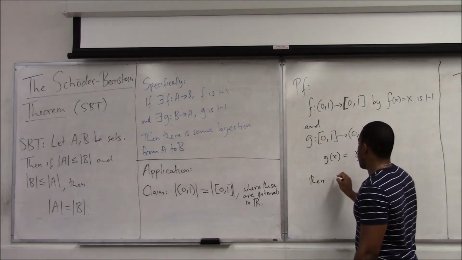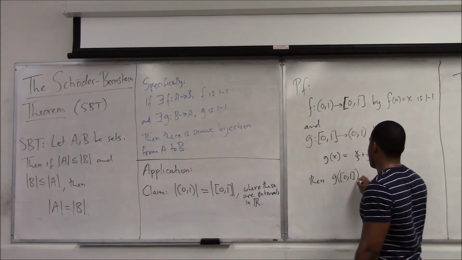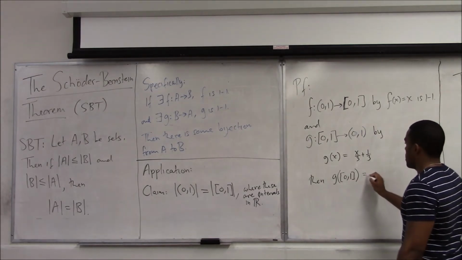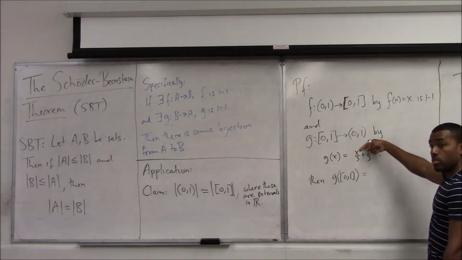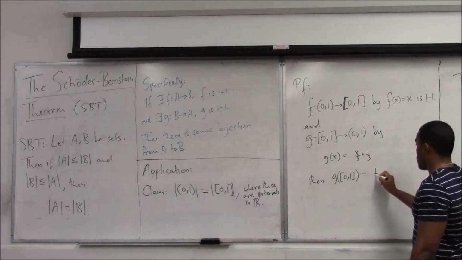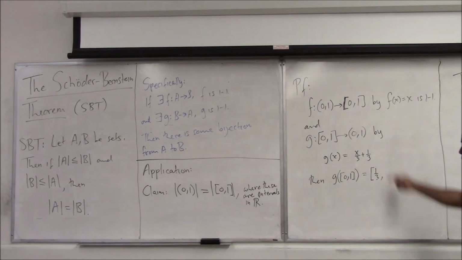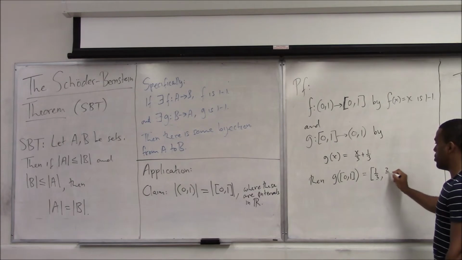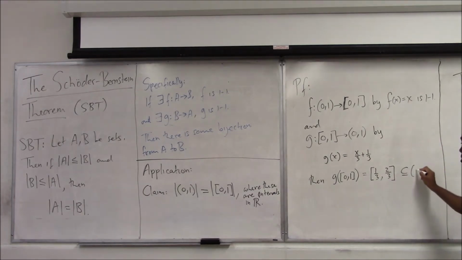Then if you look at the image of this entire set, what is the smallest it could be? Well, it's when x equals 0, so that would give you a third. What is the largest it can be? Well, that's when x equals 1, and that would give you 2/3. And that is actually inside of this guy.